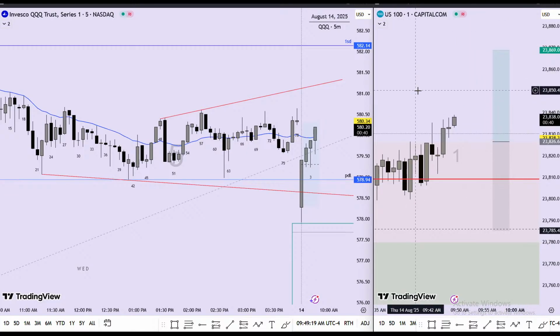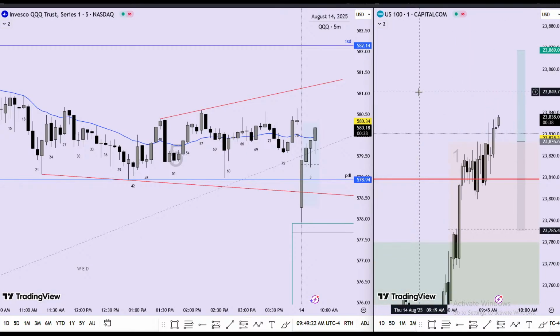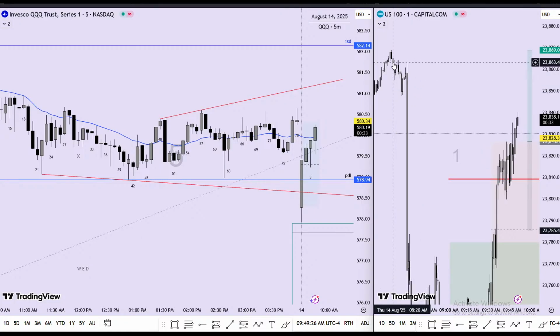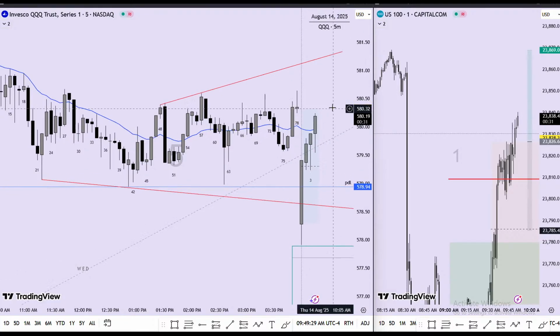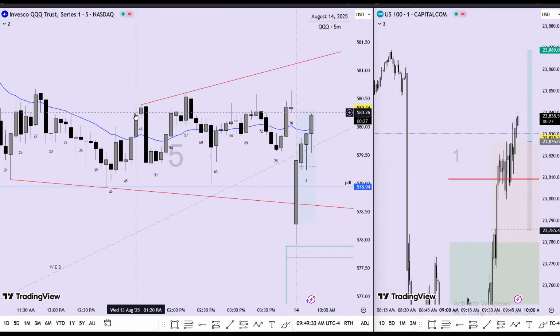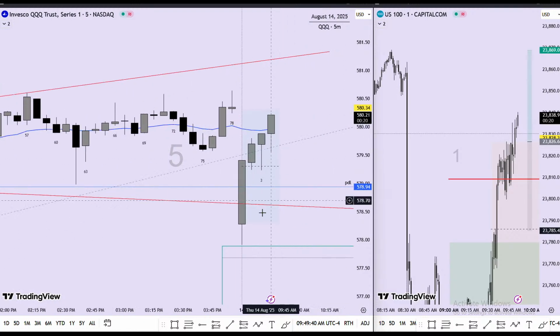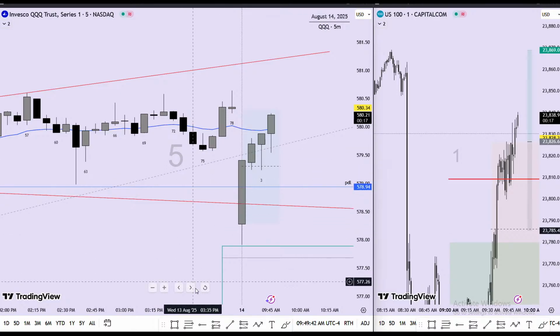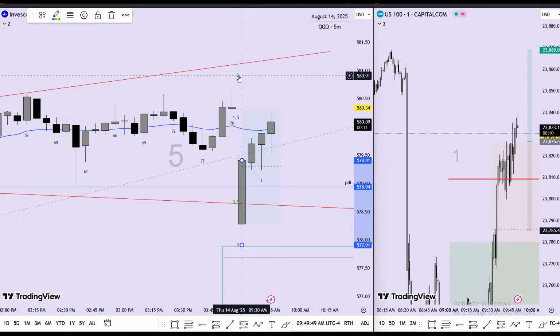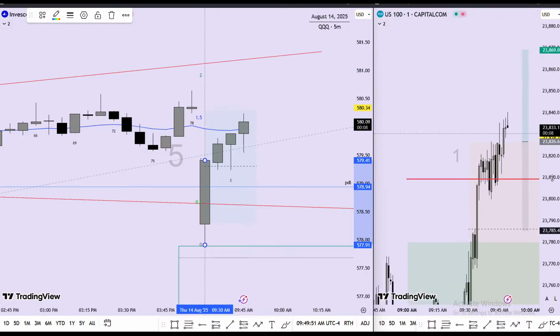So all of these are validating criteria. The target I'm aiming for is completely logical. That target is the high of the news bar. That target also coincides with these ranging conditions. So in ranges, moving averages do not get respected. We also have the first and the second bar strong bull closes. So am I aiming for or am I getting greedy? I'm not. My target is logical.